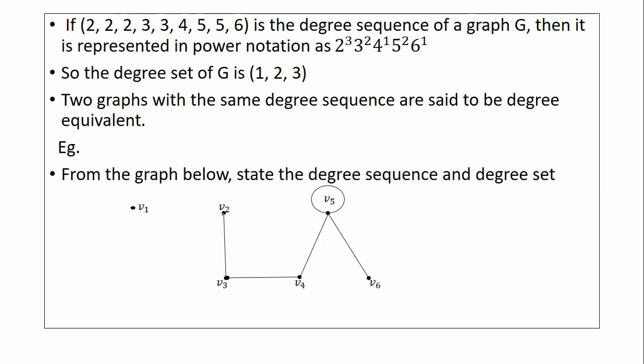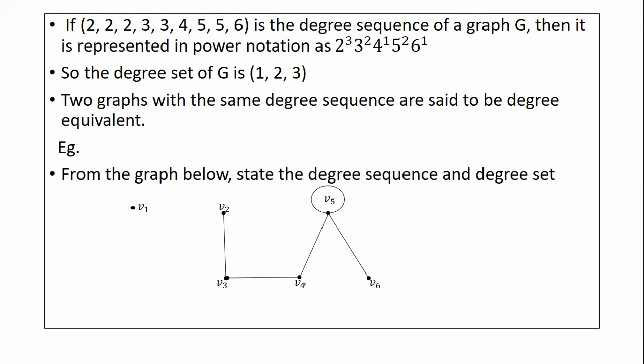Now, if you go to V2, it is a pendant vertex with a degree of 1. Therefore, there's only a connection with V3. So V1, no connection to V2. V2, no connection to V2 itself. Then we have only one connection with V3. The rest will be 0. I'm sure you're checking it. V3 has 2 connections: one with V2 and one with what? V4. The rest will be 0.